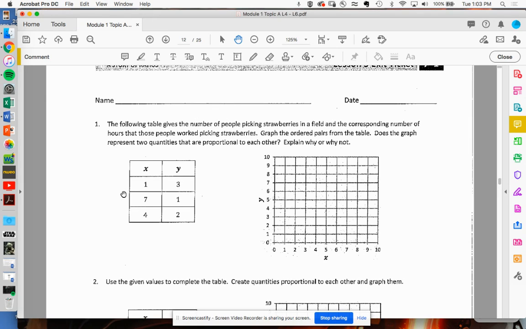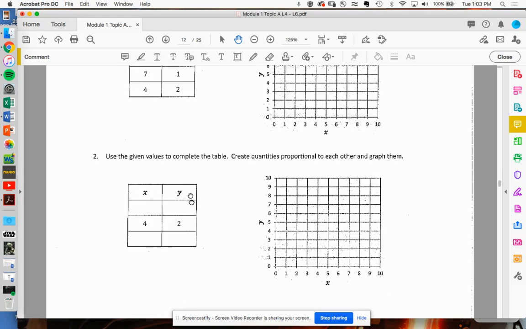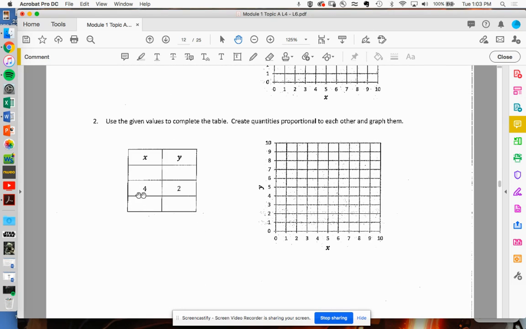Let's look at these real quick, the exit tickets. Imagine what these points look like. I go over 1, up 3. I go over 7, up 1. I go over 4, up 2. Am I doing the same thing to each of these numbers to get to the y? No, those points are going to be all over the place. Is it going to be proportional? No. No.